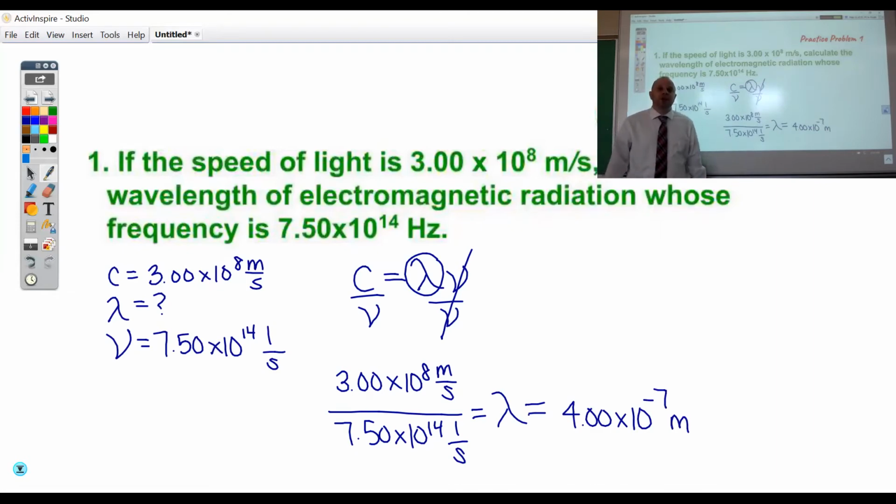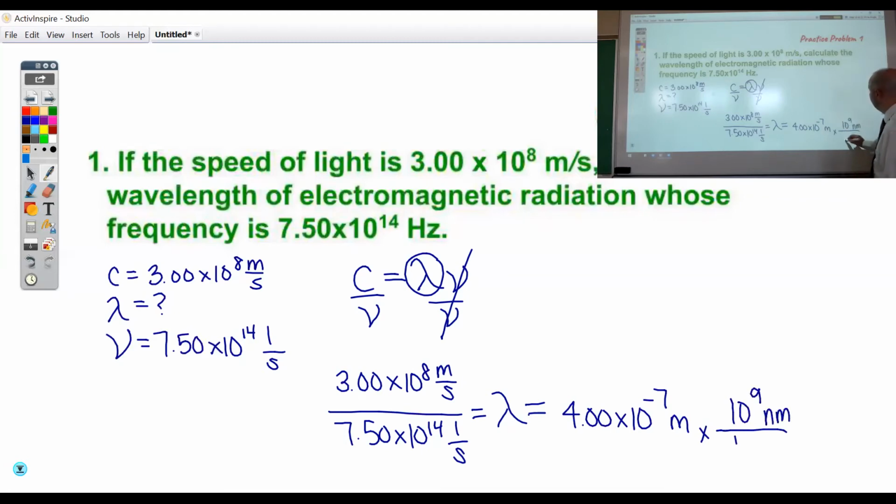Accelerated honors students, you might be asked to convert meters into nanometers. To do this, you would say there are 10 to the 9th nanometers in 1 meter, which would make this answer 400 nanometers, or essentially violet colored light.